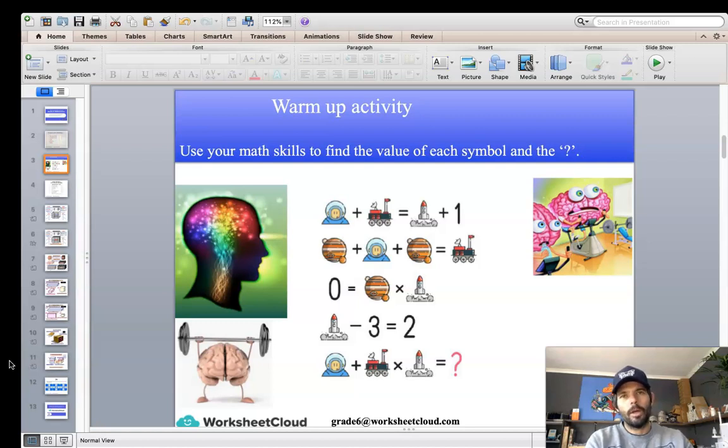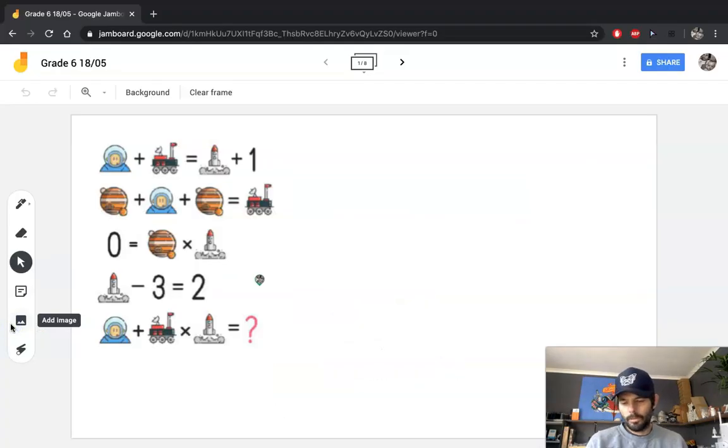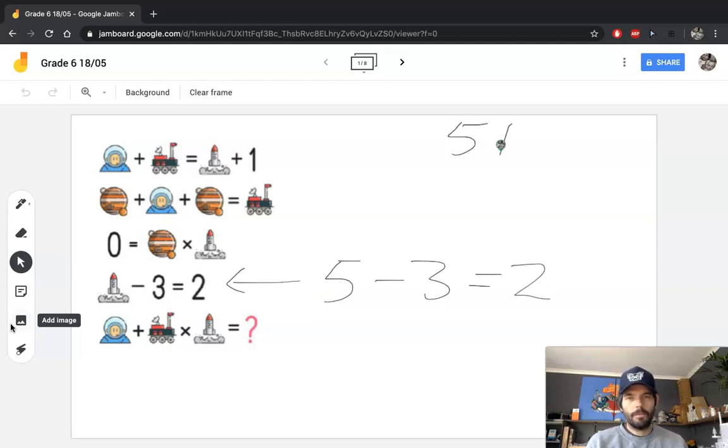Right, let's get those brains into gear. Off you go. So the second last line tells me pretty much where I need to start. So I know that 5 subtract 3 is equal to 2. Right, so I know that the space rocket is 5. So 5 plus 1 is equal to 6. I went and I tried 3 plus 3 to equal 5 plus 1. I did originally try 4 plus 2, but that didn't work. So I had to go and try 3 plus 3.